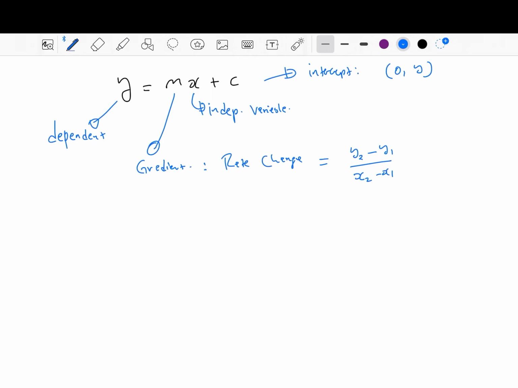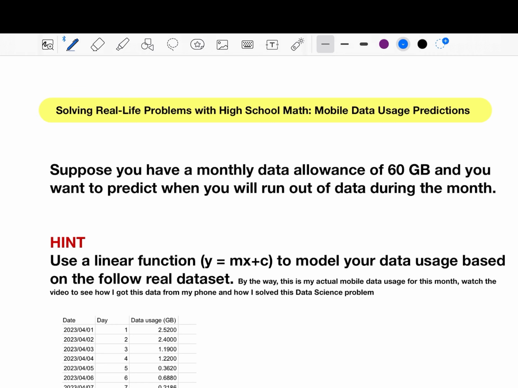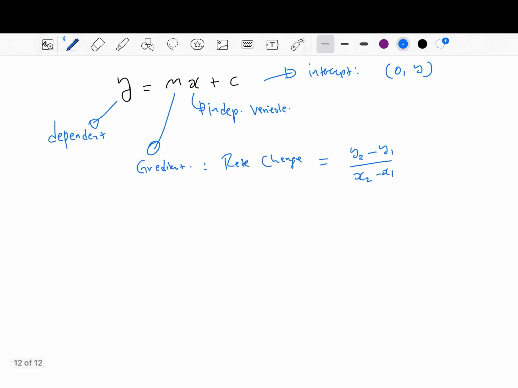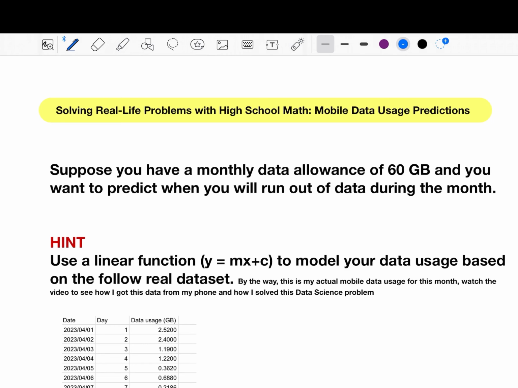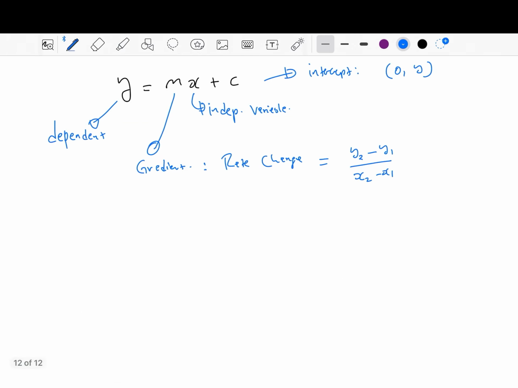Now let's come back to our problem. The problem here is, suppose you have a monthly data allowance of 60 gigabytes and you want to predict when you run out of data during the month. Okay. So what is your dependent variable here? Your dependent variable is your data usage, right? Your data. That's your dependent variable. So in this case, your dependent variable, your y, denotes your data usage.